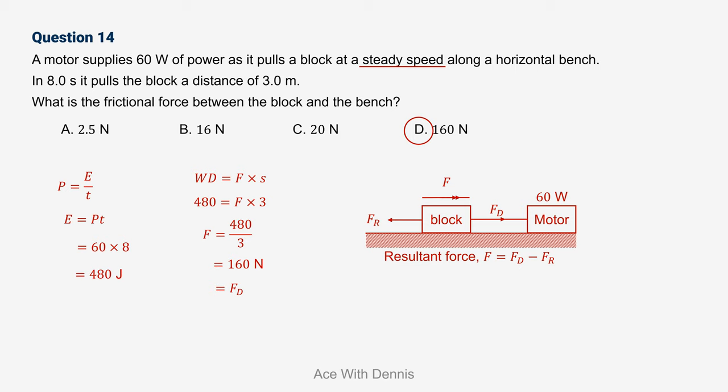Now, the question states that this is a steady speed. Steady speed means that the acceleration is zero. So when acceleration is zero, the resultant force is zero because F equals ma. Then the equation becomes zero equals driving force minus frictional force, which means the driving force equals the frictional force. And the frictional force is 160 newtons.